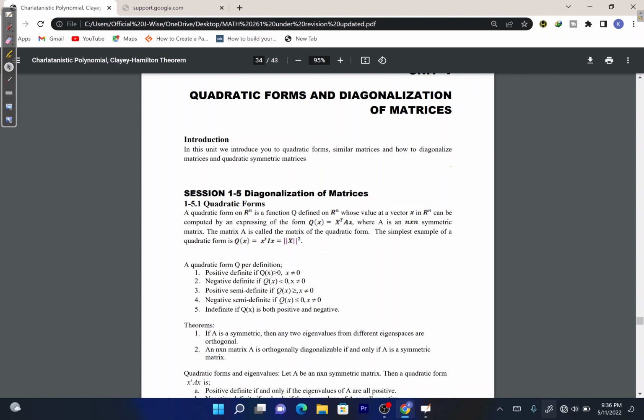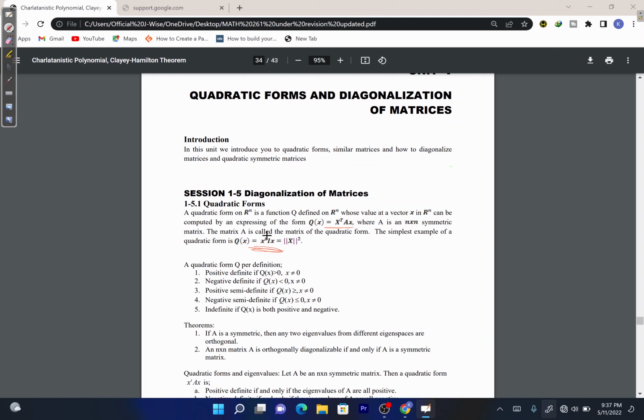A quadratic form on a finite dimensional vector space Rn is a function defined on Rn whose value at a vector x can be computed by an expression of the form Q of x equals x transpose Ax, where A is an n by n symmetric matrix. The simplest example of a quadratic form is given by x transpose Ix.